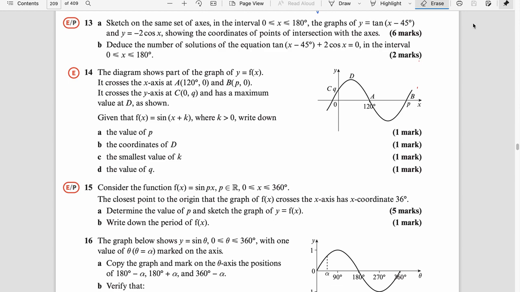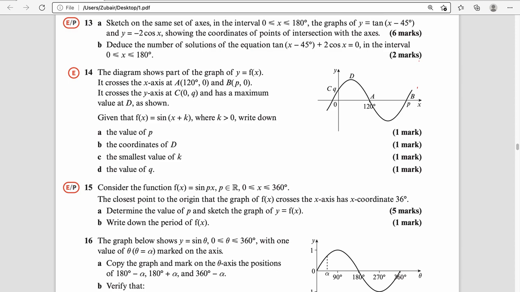So sufficient information must be given. Okay. Any more questions?